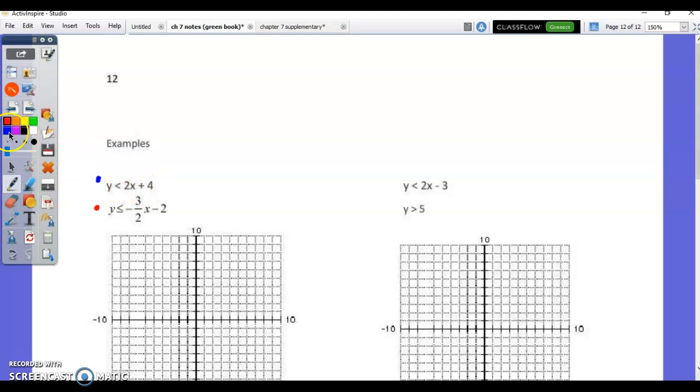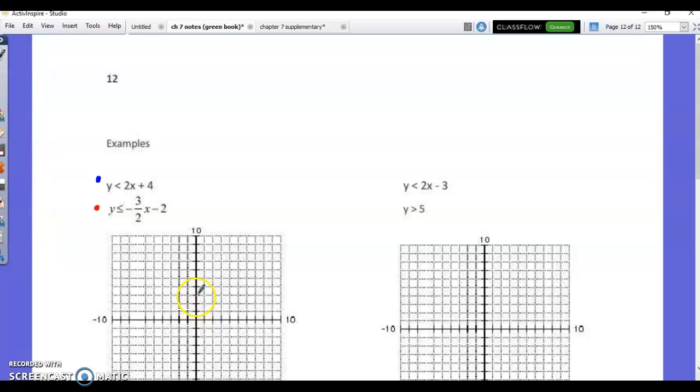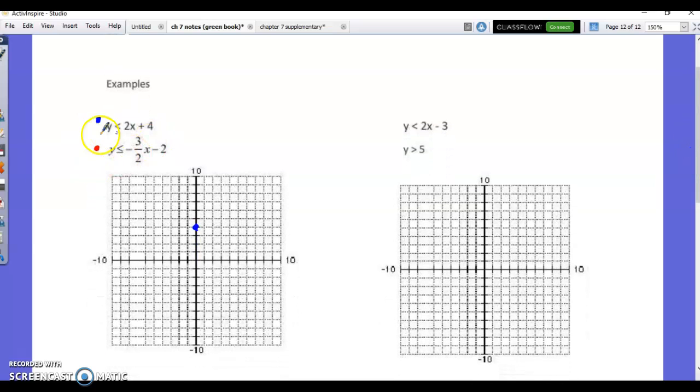So in this one, for the blue, I'm starting at 4, so I go up 4. 1, 2, 3, 4. I put my dot there. Now I have to do my slope. My slope was 2, or remember, 2 over 1. So I can go up 2 to the right 1, and I put a dot there. Now I have to draw my line. It's going to be dotted because there's no line underneath. So I am going to put a dotted line and extend it down.